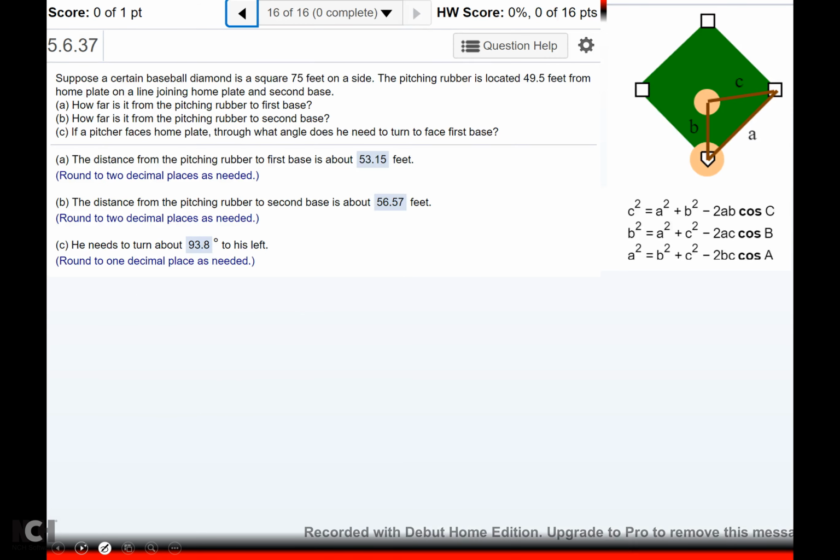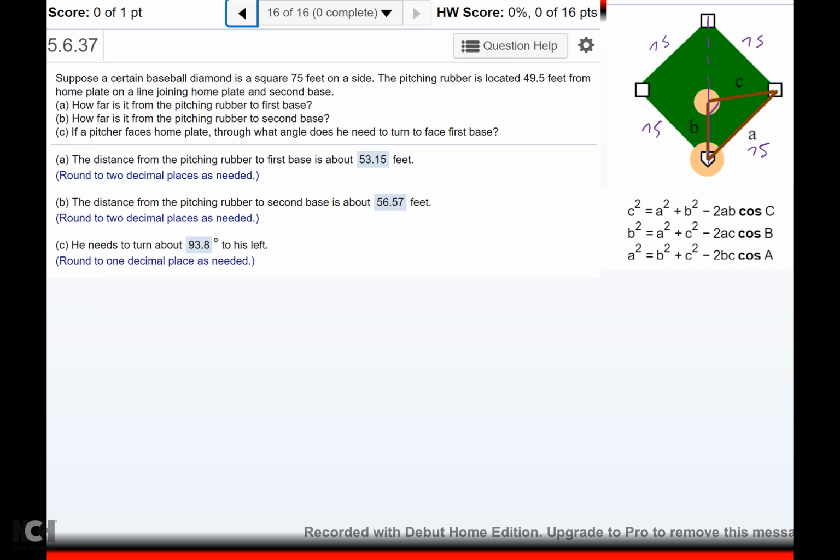Now this last one is kind of a pain in the rear end. It says, suppose a certain baseball diamond is a square, which is 75 feet on each side. So that's 75, 75, 75, 75. The pitching rubber is located 49.5 feet from home plate on a line joining home plate to second base. So if you picture this vertical line here, everybody assumes it's perfectly 90 degrees. Now, it would be if the pitching mound was back here, but it's not.